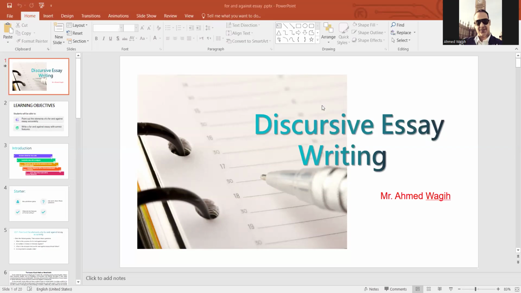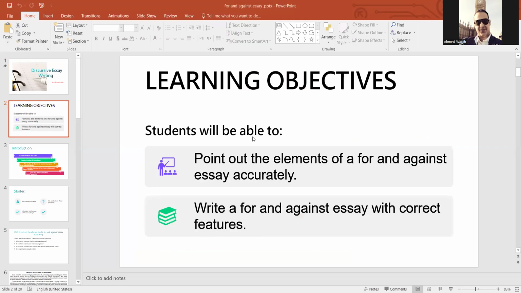Today's lesson is a writing lesson. We're going to talk about discursive essays. We're going to focus mainly on for and against essays and how to write a for and against essay. So before we start, these are the objectives for today.